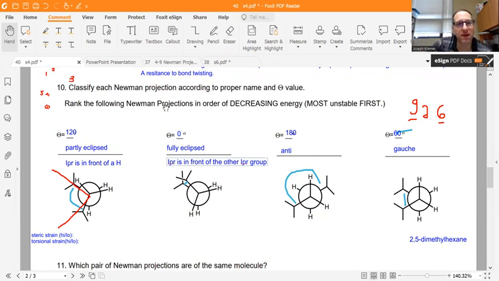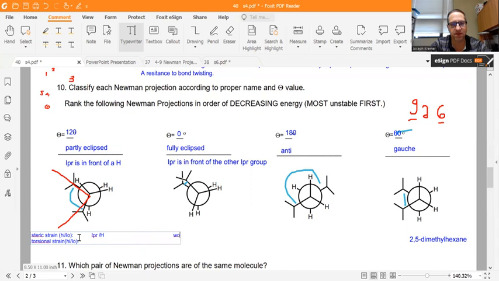And now we're going to classify them by proper name and theta. The other part was to rank the following projections in order of decreasing energy, most stable first. Well, let's get our bearings as to sterics. How much crowding is there? There's some crowding, some sterics, between an isopropyl and a hydrogen.